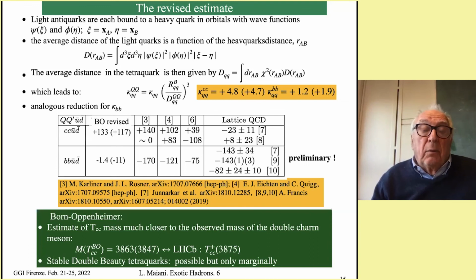However, having done that, we cannot find a reason for such negative values of the Q value for the BB tetraquark. In other words, we would have a tetraquark which is now very close to the BB bar threshold. And we don't know what is the real situation. Errors of lattice QCD are still very large, and it's very difficult to say who is right and wrong.